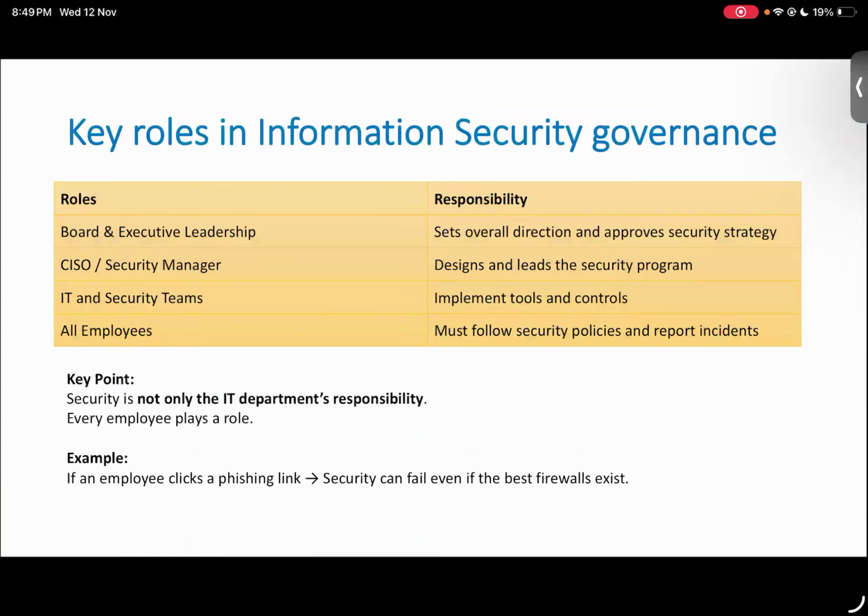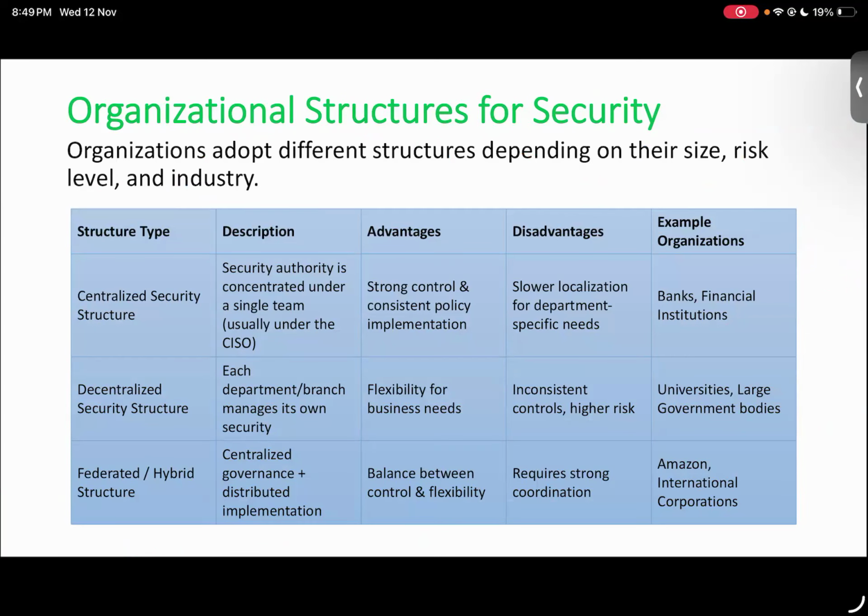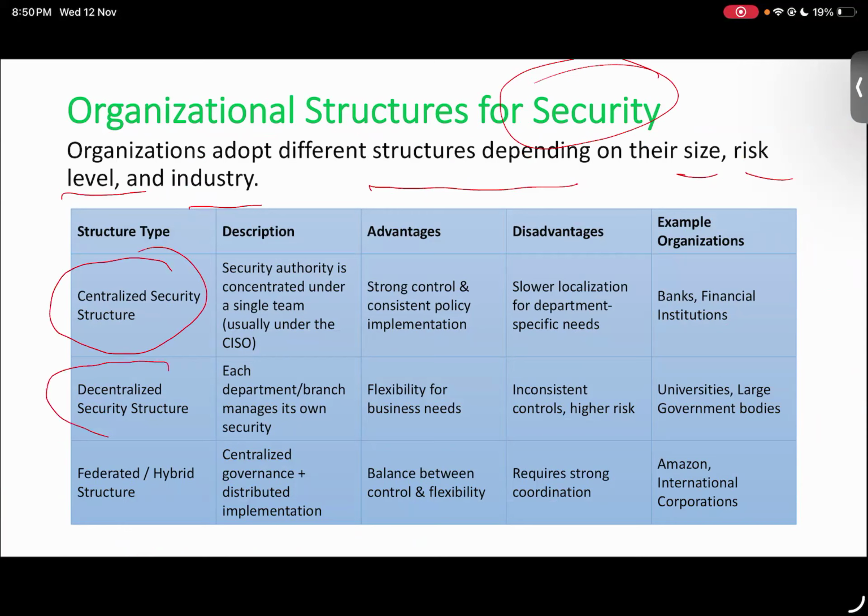So, organization structure for security. Organizations approach different structures depending on their size, risk level, and the industry. As a structure, they have centralized security structure, decentralized, then federated and hybrid structure.